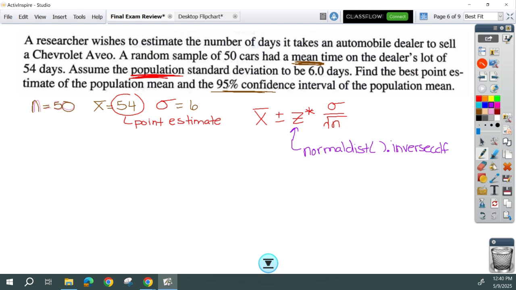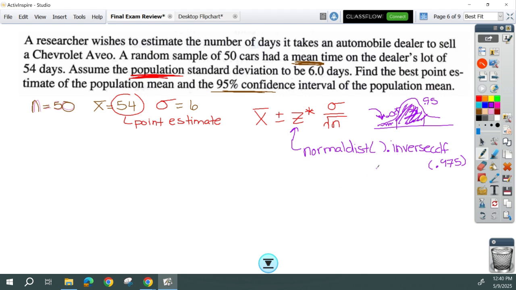So we don't want to tell it 95% of the area because we're talking about area in the middle of our distribution. So when we talk to Desmos, we have to tell it this middle 95% or 0.95 plus this little area in the tail, which is half of what's left over. So if 95% is in the middle, what's left over is 5%. Half of that is 2.5%, which is 0.025. So when I plug in here, I'm going to plug in 0.975.